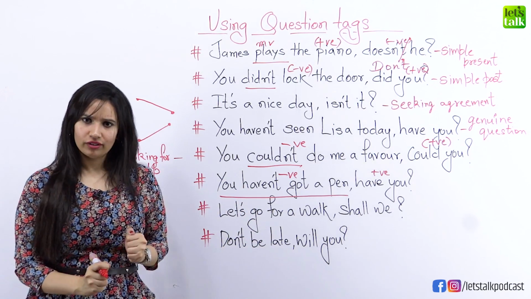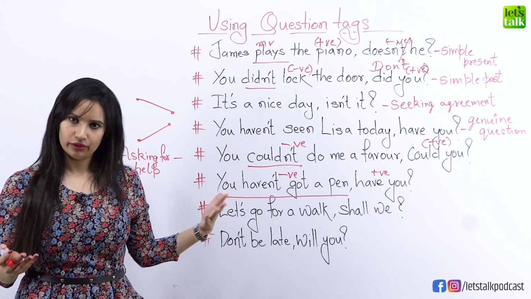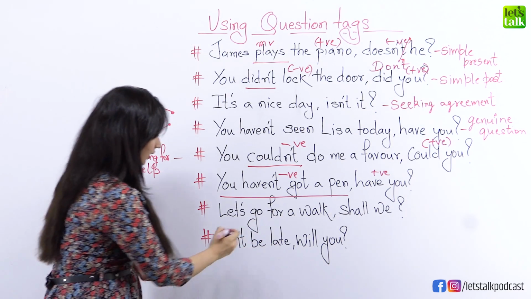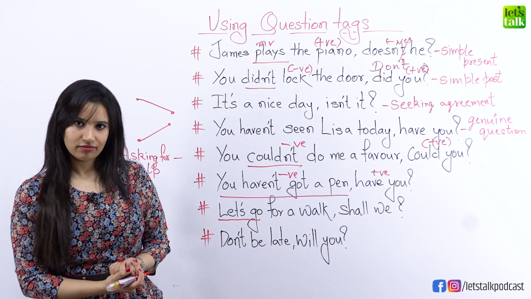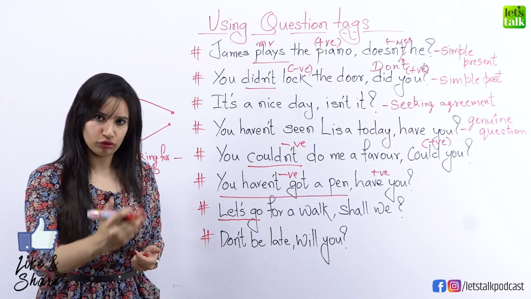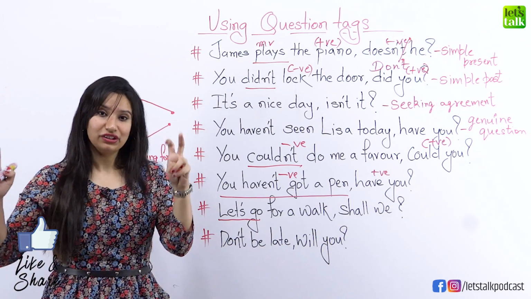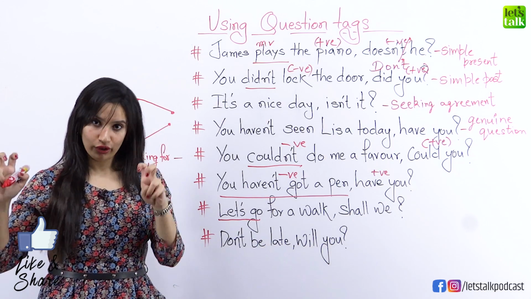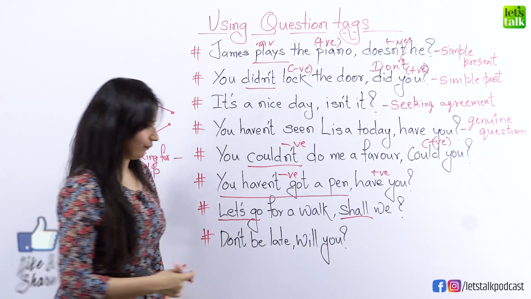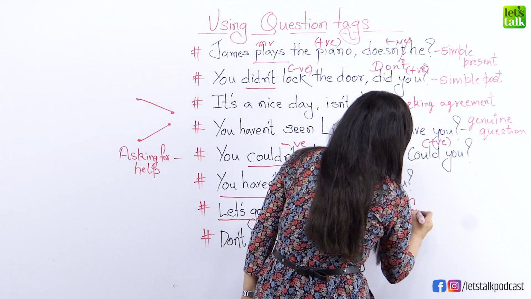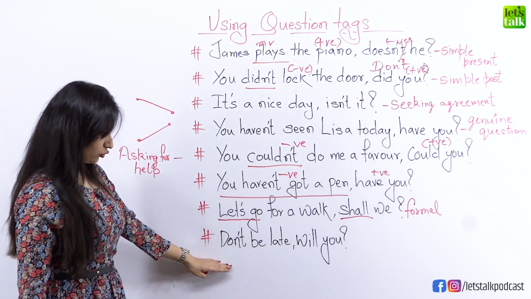Let's go for a walk, shall we? Okay. We haven't used the same auxiliary here as in the sentence. We say here, let us go for a walk. Are we talking about the present? Not really. We are talking about the near future or the immediate future, all right? Whenever we talk about the immediate future, we will use a future word. In this case, that is shall we, which is more formal. And let's look at the next one.